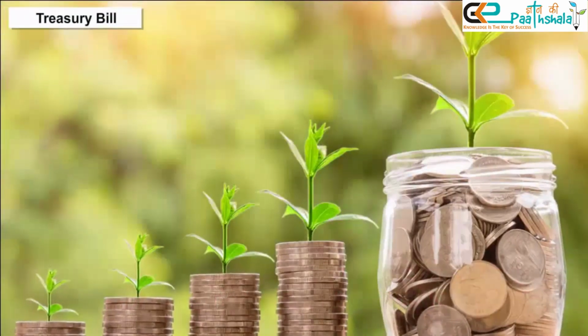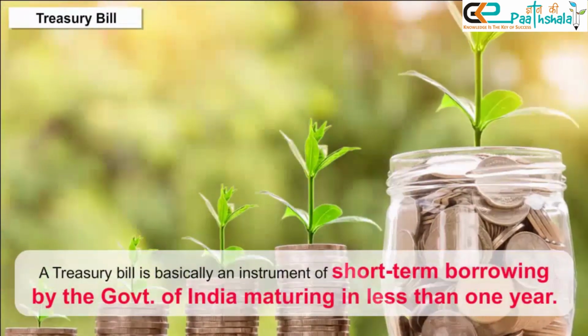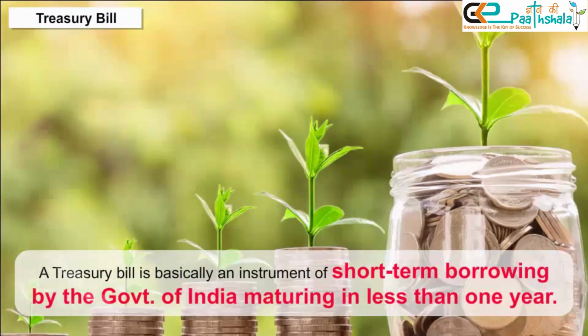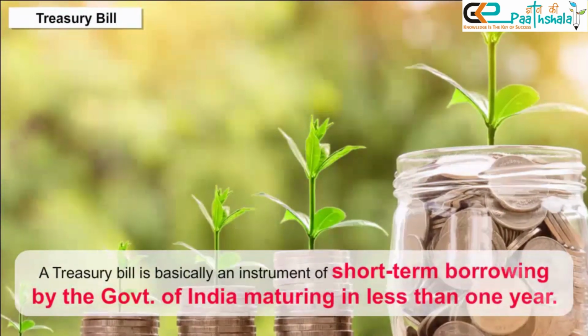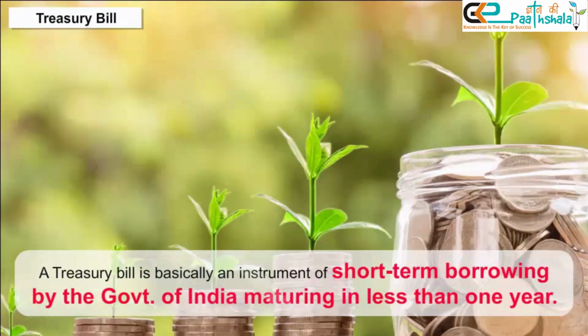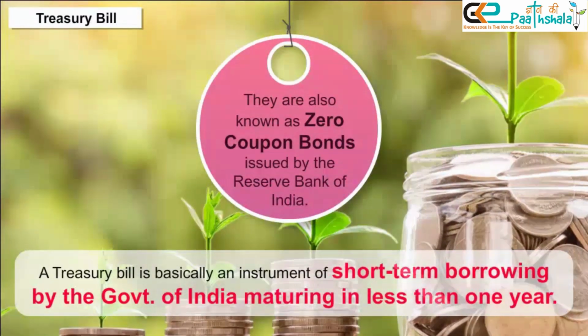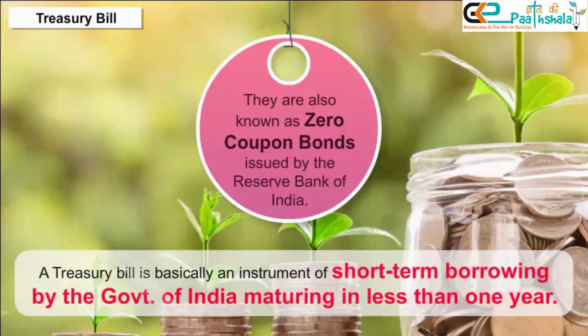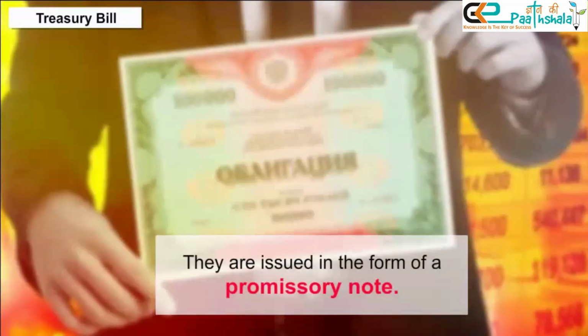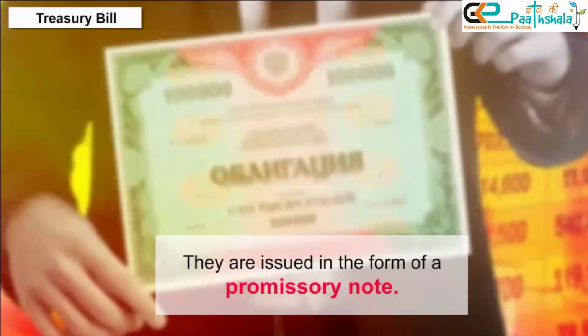Treasury bill. A treasury bill is basically an instrument of short-term borrowing by the Government of India, maturing in less than 1 year. They are also known as zero-coupon bonds, issued by the Reserve Bank of India. They are issued in the form of a promissory note.